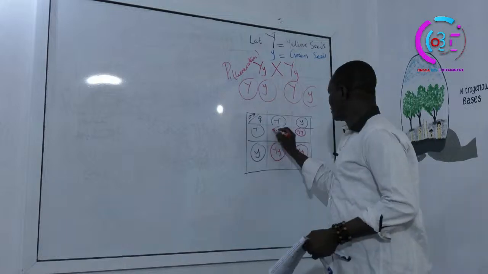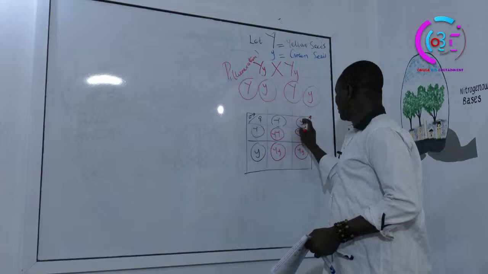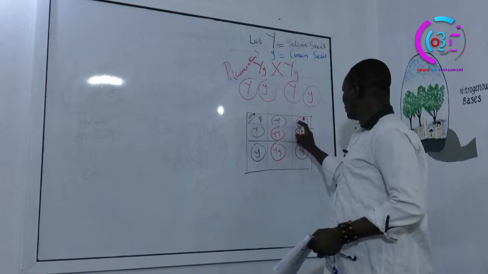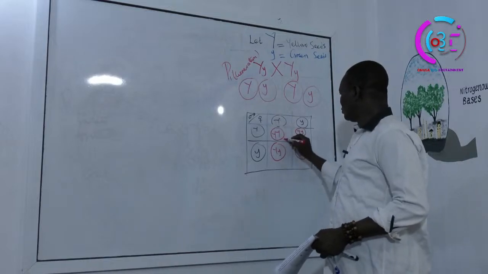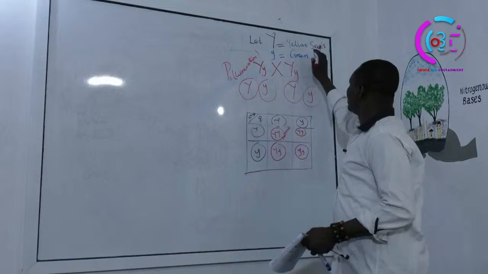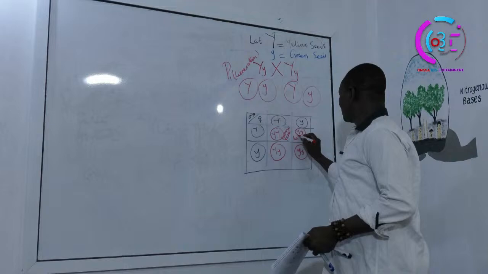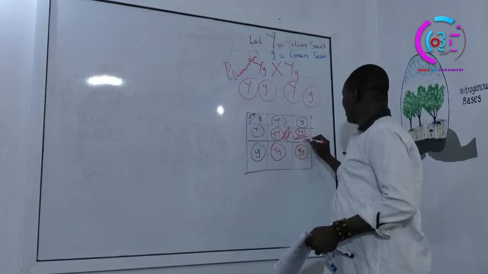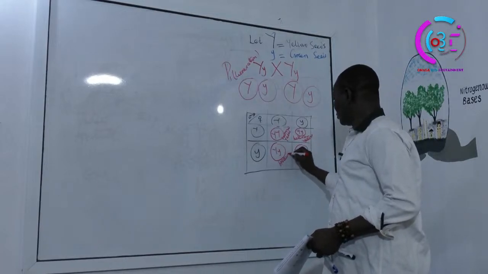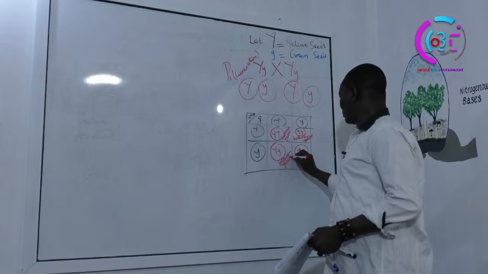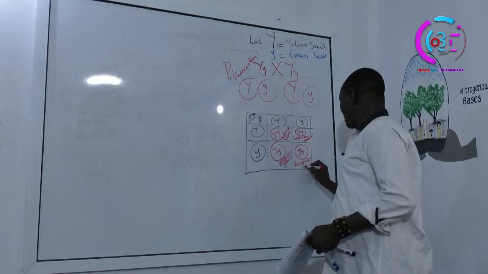Okay, this is going to be capital letter YY. This one with this, this one with this. So this one is going to be homozygous yellow. This is going to be heterozygous yellow. The same thing with this, heterozygous yellow. Whereas this one is going to be recessive and it's going to be green.